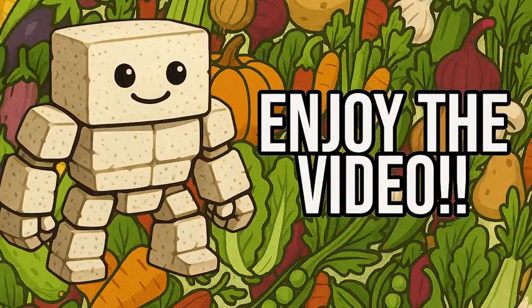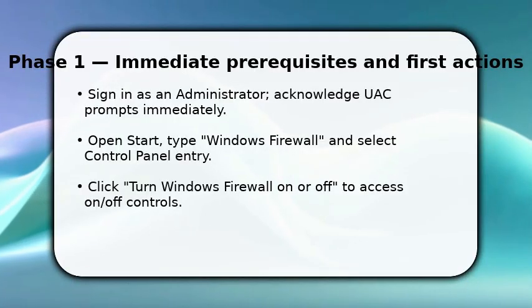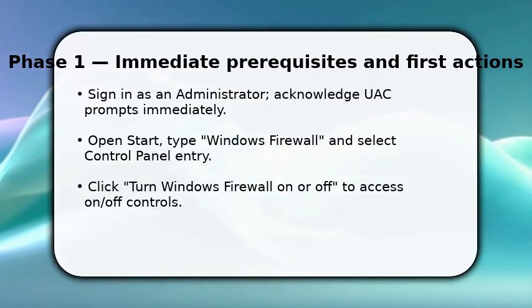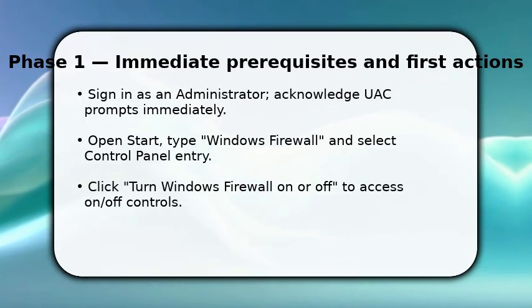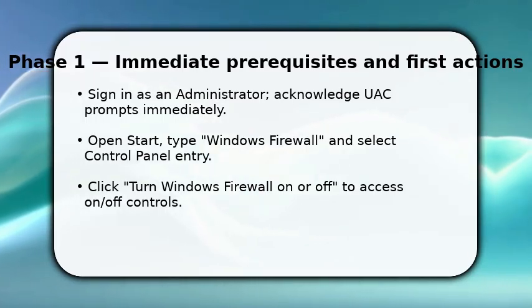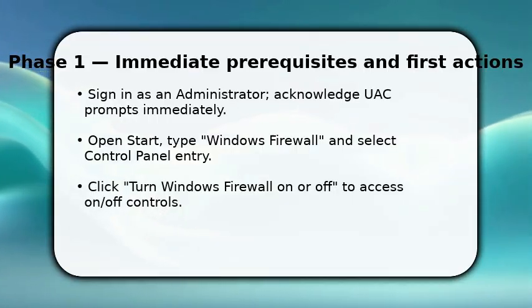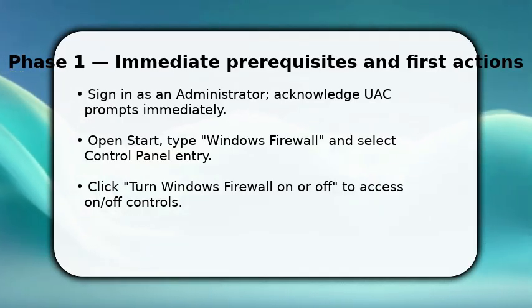Please enjoy the video. You begin with admin rights because Windows blocks system changes otherwise. Once signed in, press Start and type Windows Firewall. This targets Control Panel quickly. You will see a left pane option labeled Turn Windows Firewall on or off. Click it. Make sure user account control accepts the change when prompted. This prevents failures. Do this now so you can toggle profiles.